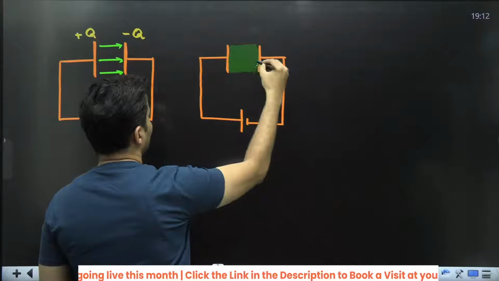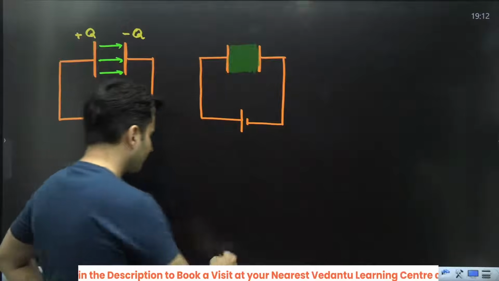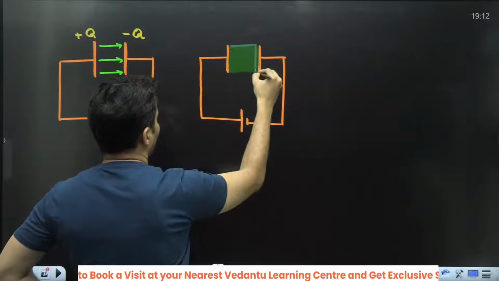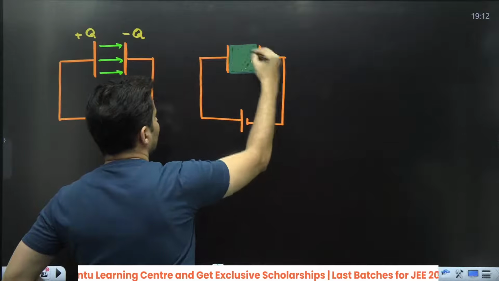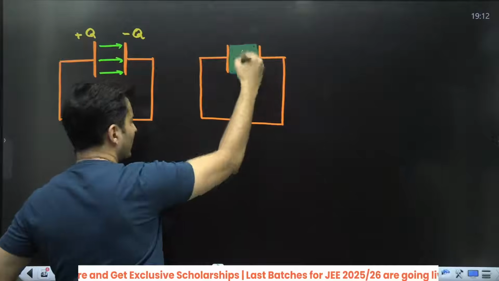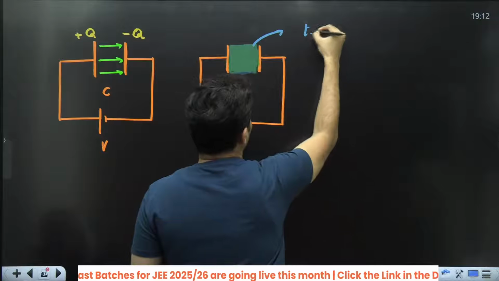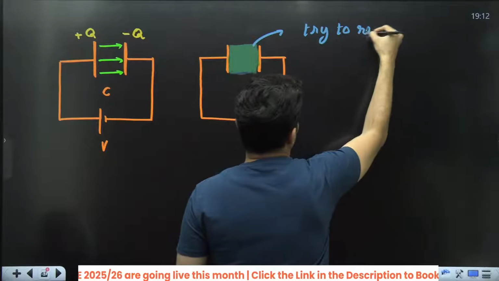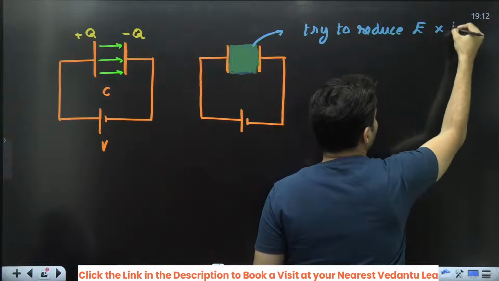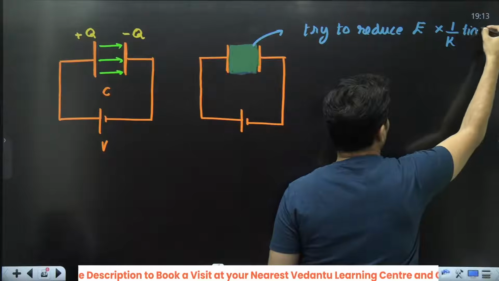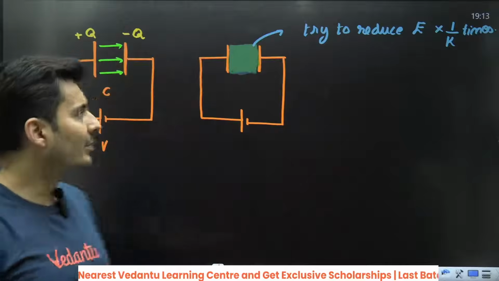I have added some material in between. Now, the moment I add some material in between, what do you think will happen? That will try to reduce the electric field. Think about it. This material which I have placed in between will try to reduce the electric field. How many times? 1 by k times. K is a number more than 1. So if I make it half times, 1 by 3 times, that means it will reduce that many times.